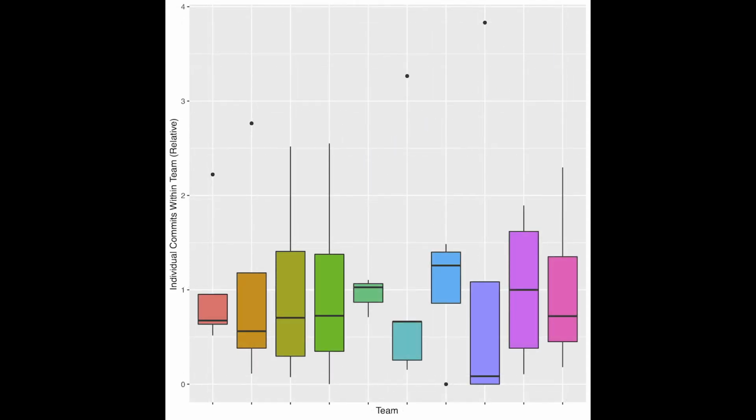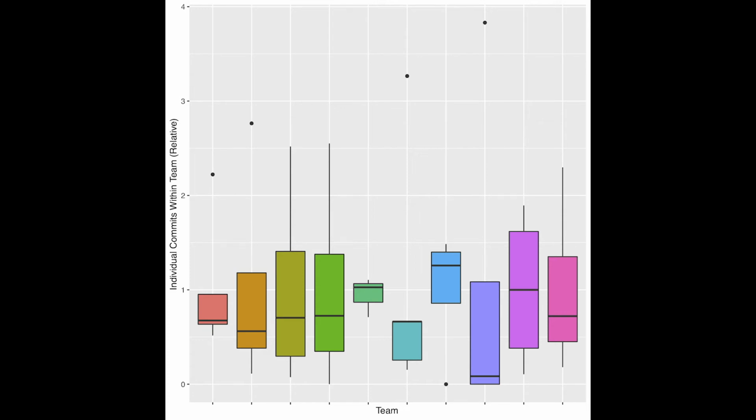Based on the metadata that we got from the Git logs, I looked at the number of commits that each individual member of a team made. Then I took that number and compared it to the total number of commits made within that team and normalized it to account for the number of team members in that team.